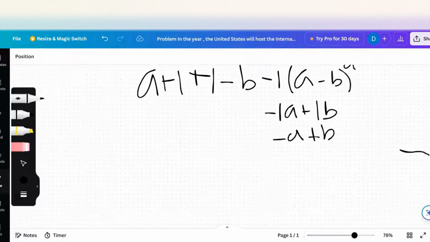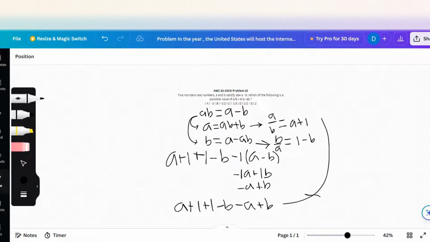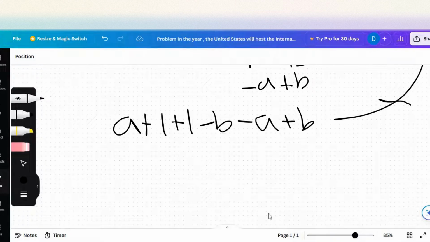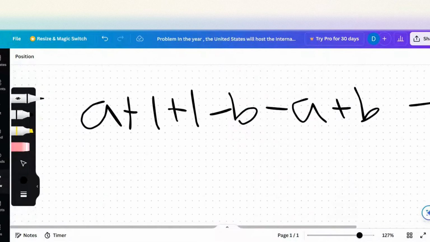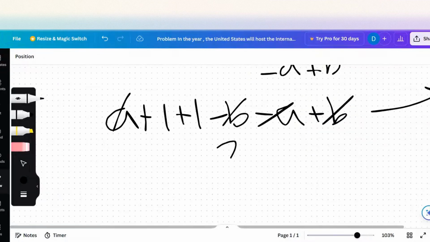And combining that with the rest of the equation, we have a plus 1 minus b minus a plus b. And that's the final equation. We just simplified it into this. So, do you see a pattern here? What can we erase? Coincidentally, we can erase the variables. So negative b can be crossed out with positive b. Negative a can be crossed out with positive a, and all that leaves is 2.